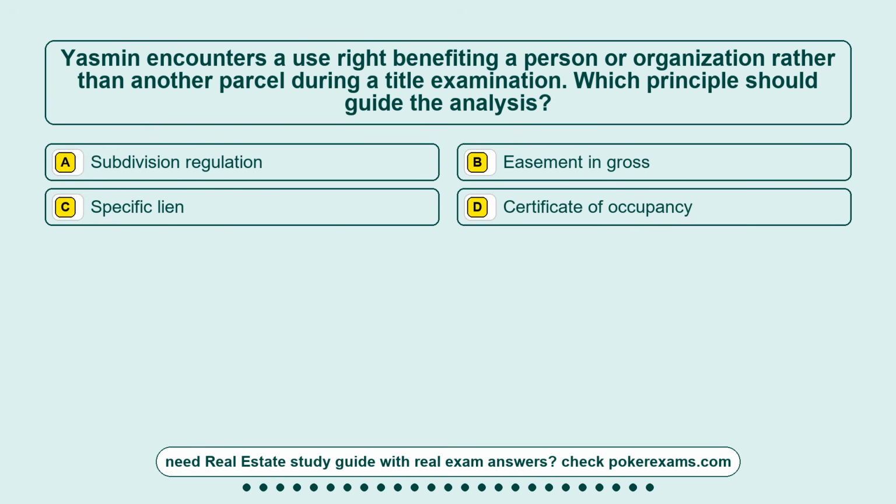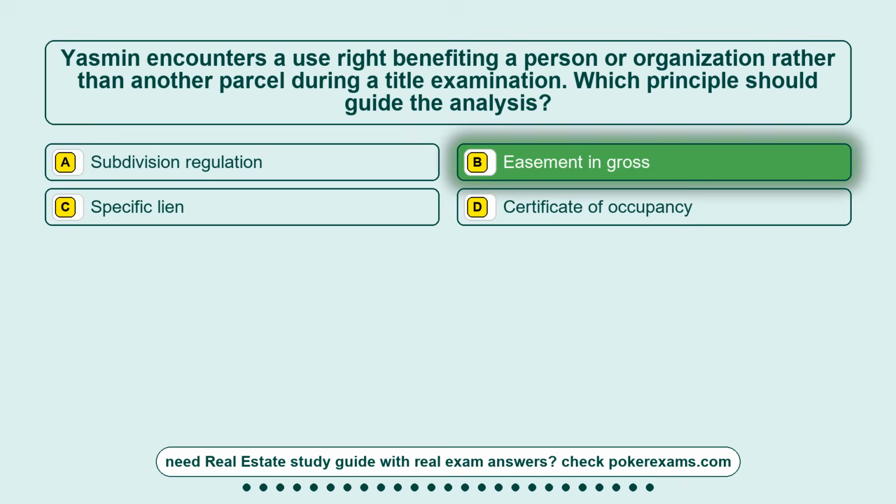Question 18. Yasmin encounters a use right benefiting a person or organization rather than another parcel during a title examination. Which principle should guide the analysis? Option A, subdivision regulation. Option B, easement in gross. Option C, the specific lien. Option D, a certificate of occupancy. The correct answer is option B, easement in gross.